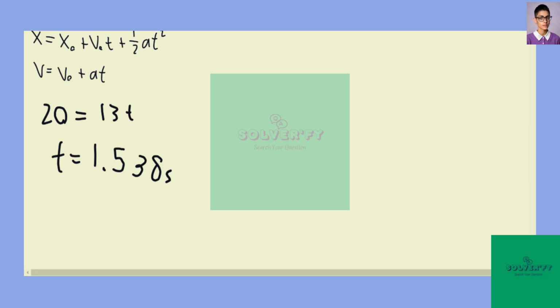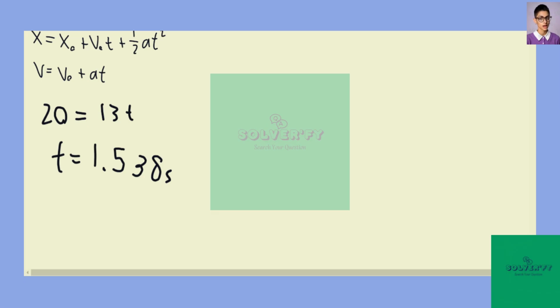And now, in order to figure out the maximum distance between the car and bike, we need to figure out how far they have traveled. Because at this point, the bike has stopped accelerating, but the car is still accelerating. So the distance after 1.5 seconds is going to decrease. At this time, they are the maximum distance away from each other.